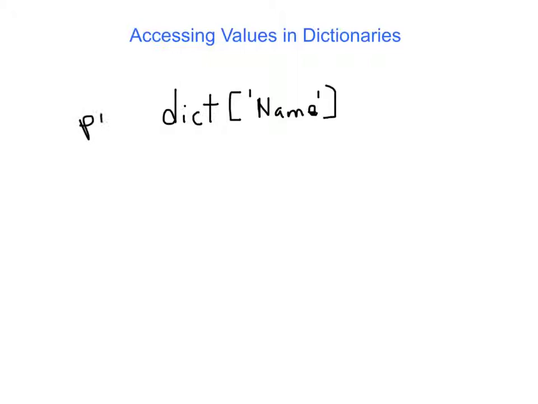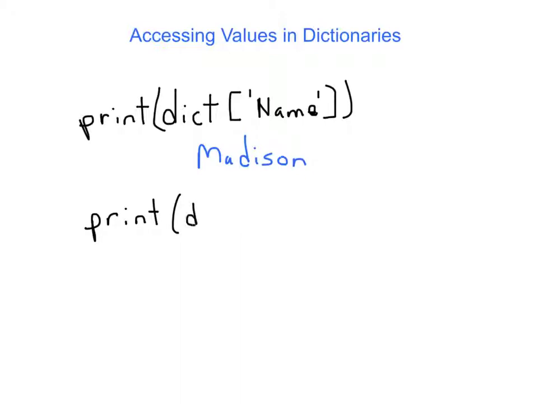So if we wanted to print this, stick a print in front of it, and what shows up when you print this better be Madison, since that is the value we have associated with the key name. If we were to print the key class, well, that ought to show up as not much.